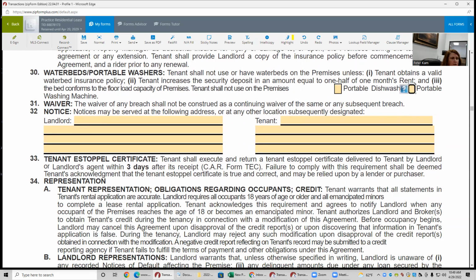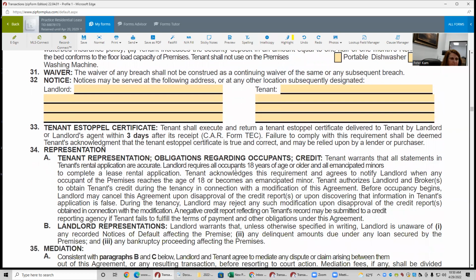Notices here. Notices may be served at the following address or any location subsequently designated. So folks, make sure you're filling in the landlord's name and delivery address here, and make sure you're also doing the same for the tenant so that if there's any communication, they won't miss that. So make sure these delivery addresses are accurate.